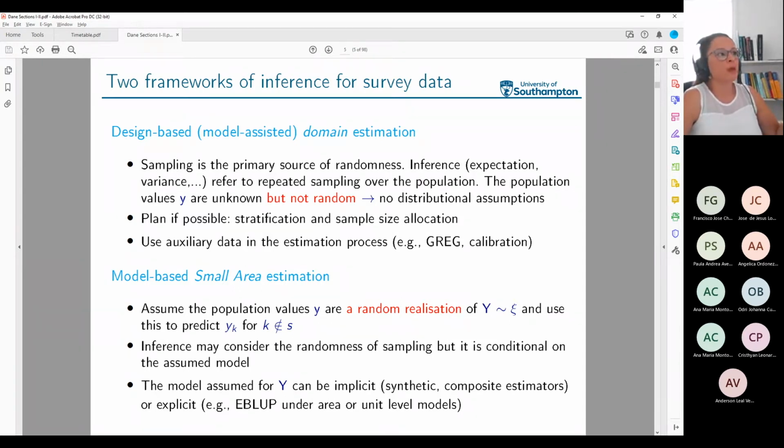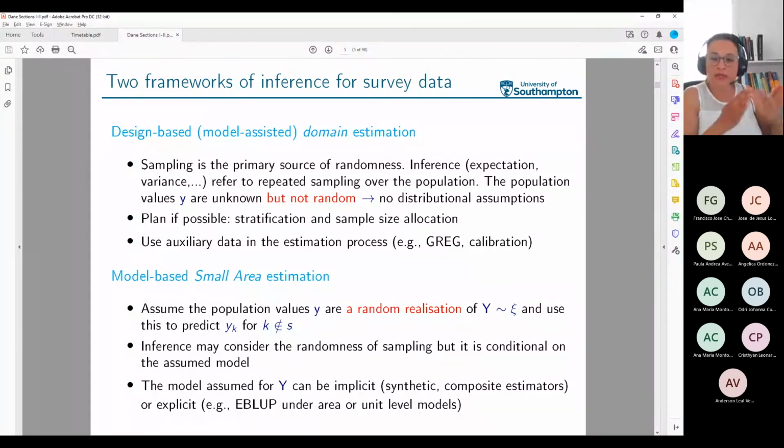So when you talk about expectation or variance, you talk about repeated sampling over the population. Imagine that you have the census data, you select one sample, you get an estimate of poverty at national level, and that was 0.4. Now you select another sample, you get another estimate, and it's not 0.4, it's 0.38. And you get another sample and so on, and now you get 0.42.